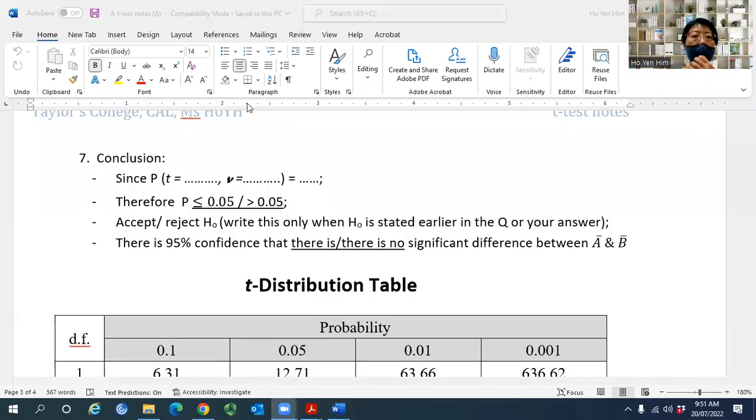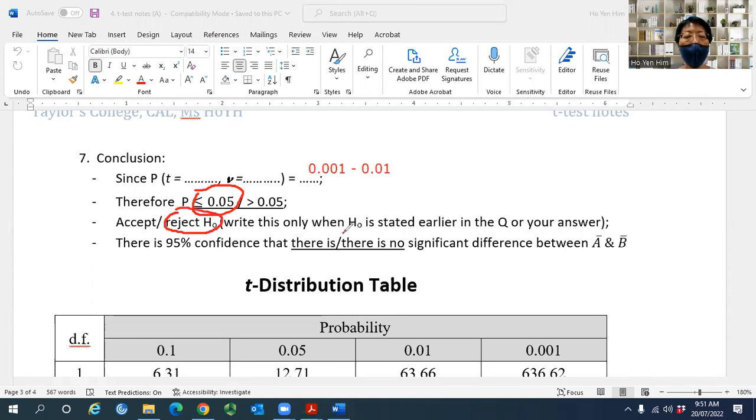Since just now the probability is between 0.001 and 0.01, therefore the probability is actually less than 0.05. So when it's less, we will reject the null hypothesis.